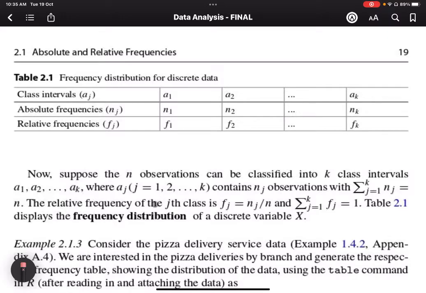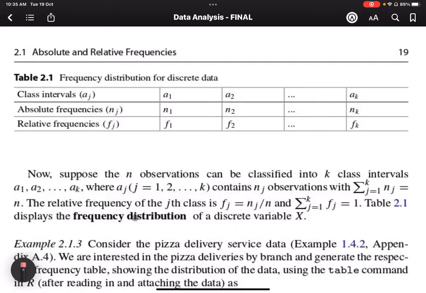So the relative frequency of the j class is fj equals nj over n, and the summation from j equals 1 to k of fj equals 1. So remember, the relative frequency, or the summation of the relative frequencies, always lies between 0 and 1. So Table 2.1 displays the frequency distribution of a discrete variable x. So ito yung example ng frequency distribution.